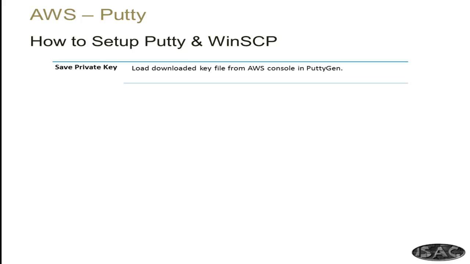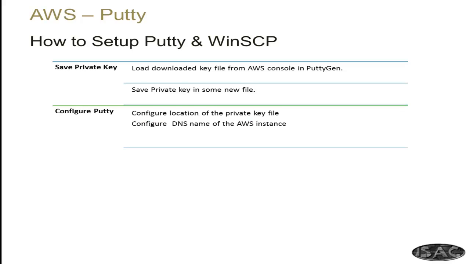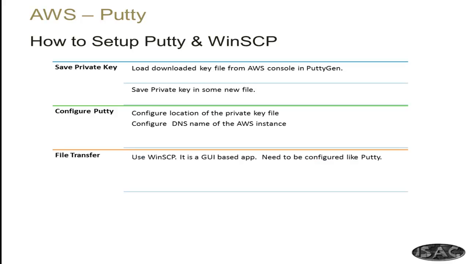First, you have to download a key from your AWS console in PuttyGen. Next, save this private key in a new file, and then configure Putty using the location of your private key and configure the DNS name of your AWS instance. So we'll talk about all of this in a while.